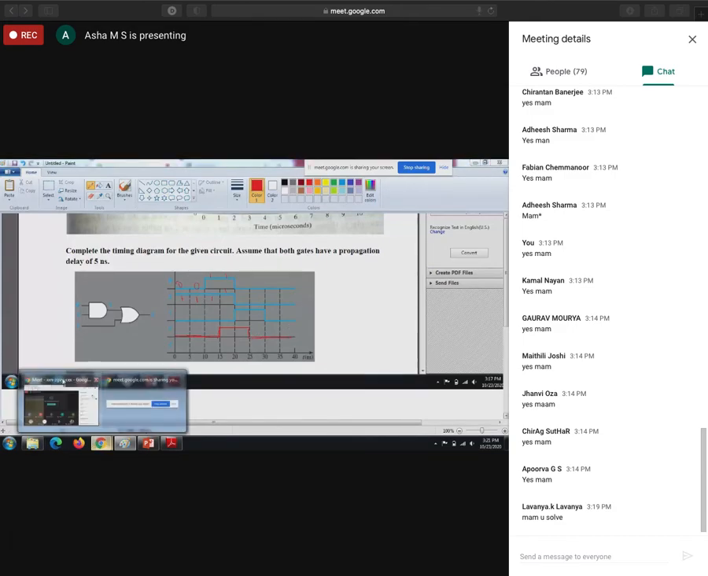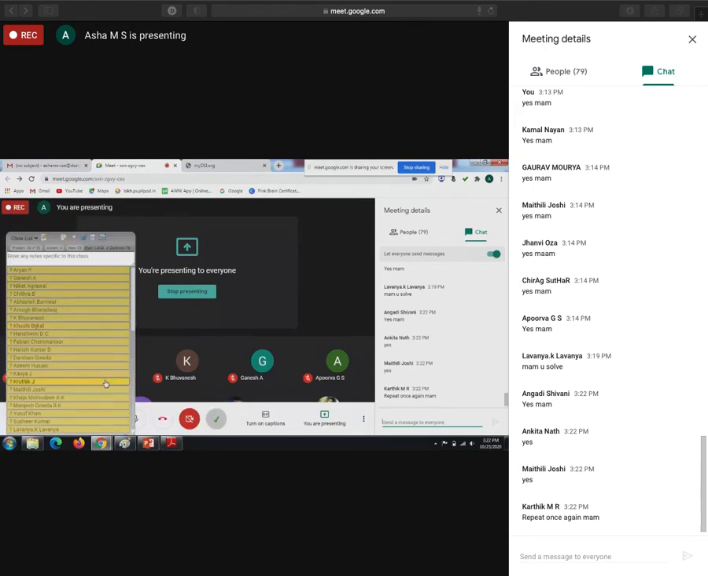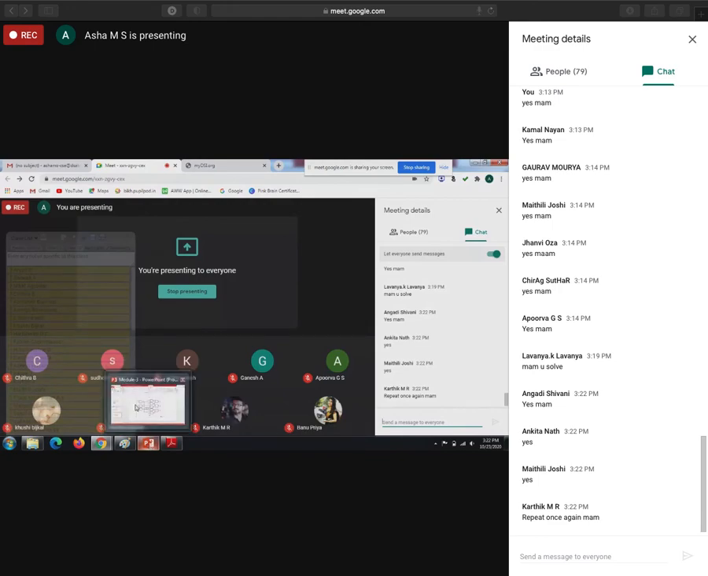Are you clear with V? Are you clear with the output of the AND gate? Any doubts in the V? Any doubts? No. Okay. Karthik, repeat once again. Where were you listening?